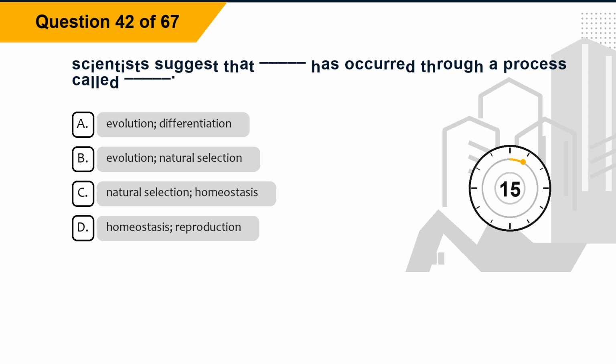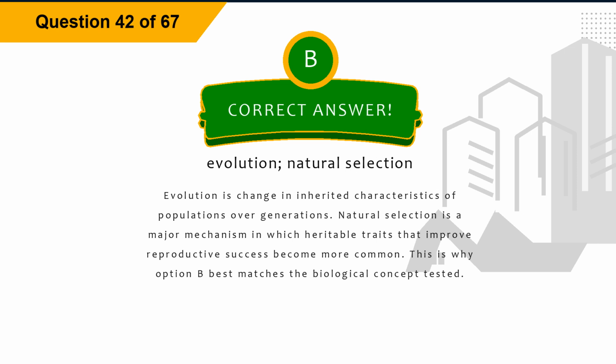Question 42. Scientists suggest that blank has occurred through a process called blank. Option A, evolution, differentiation. Option B, evolution, natural selection. Option C, natural selection, homeostasis. Option D, homeostasis, reproduction. The correct answer is option B, evolution, natural selection.